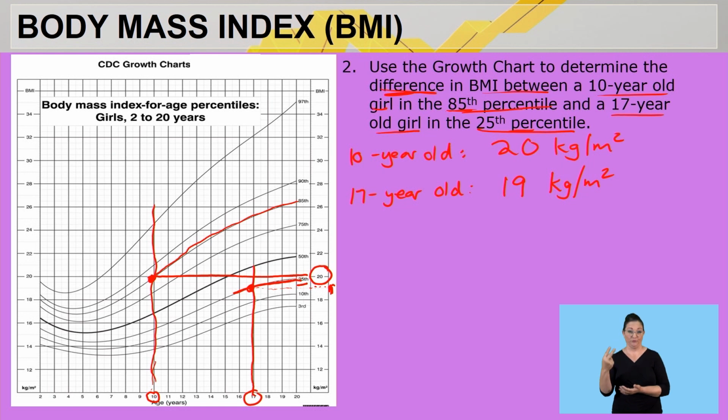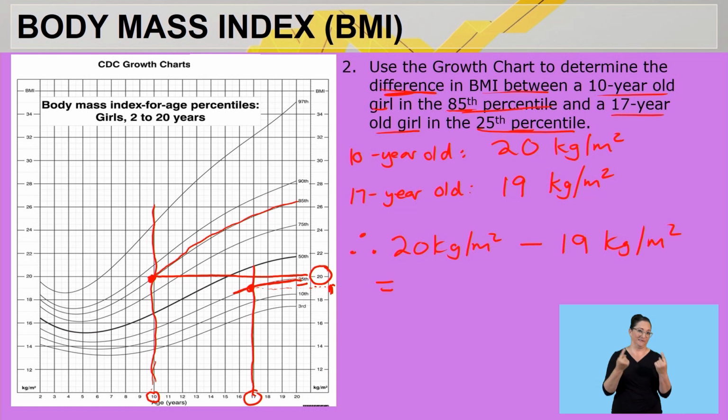Remember the question at the end says, determine the difference in BMI. So therefore, I'll take the 20 kilogram per square meter minus, that's what the word difference referred to. It means, right, subtract 19 kilograms per square meters. So we all will agree that the difference between the two here in terms of BMI is 1 kilogram per square meters. Guys, I hope we are clear on that. Okay, we are fine reading off the graph as well.